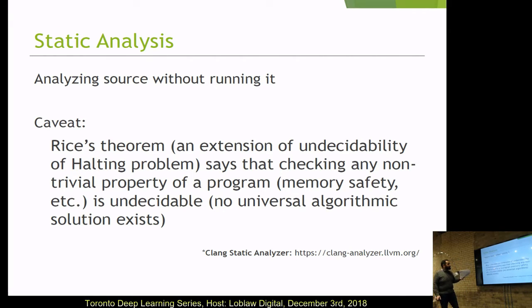But the theoretical problem is that we have Rice's theorem, which is basically a generalization of the undecidability of the halting problem, which says that any non-trivial property of programs is undecidable to check. Now, this doesn't mean that you can't try, but it does mean that you wouldn't have any algorithmically sound approach. There's no finitary algorithm that can catch or prove or disprove any sort of property or lack of a property for general classes of programs. But still, people try.